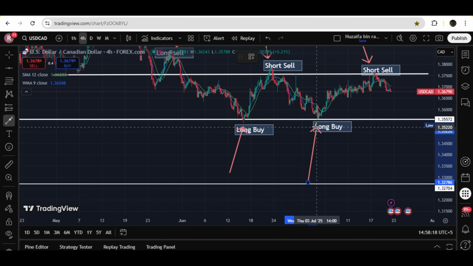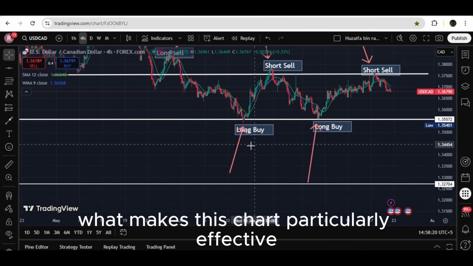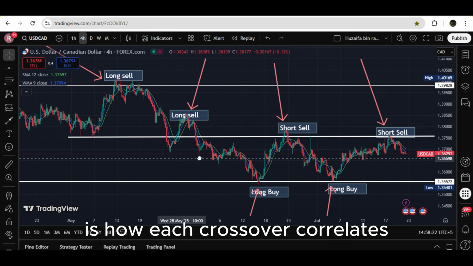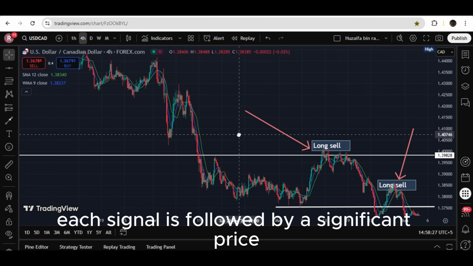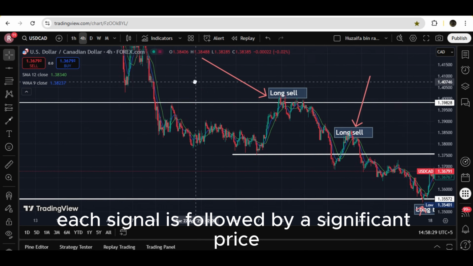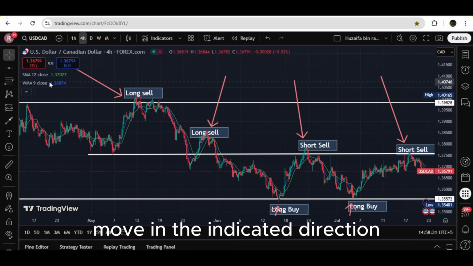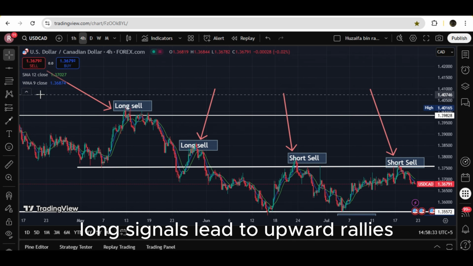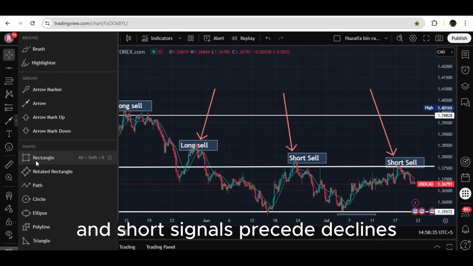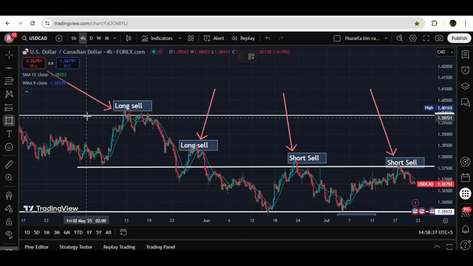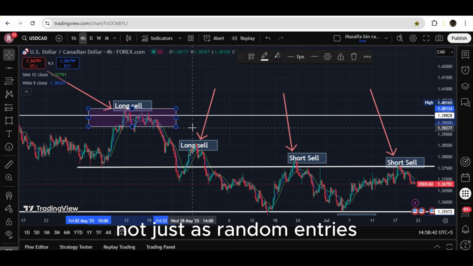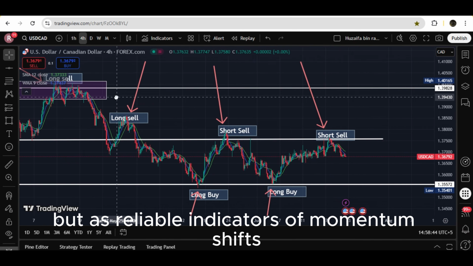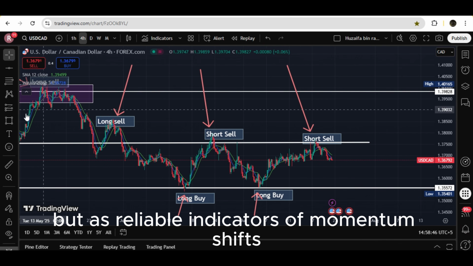What makes this chart particularly effective is how each crossover correlates directly with a shift in market structure. Each signal is followed by a significant price move in the indicated direction. Long signals lead to upward rallies, and short signals precede declines. This shows the power of using moving average crossovers not just as random entries, but as reliable indicators of momentum shifts.